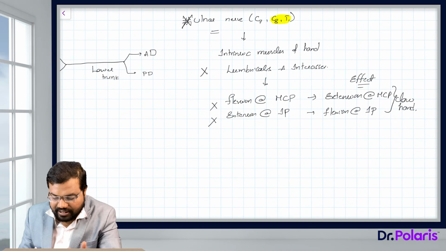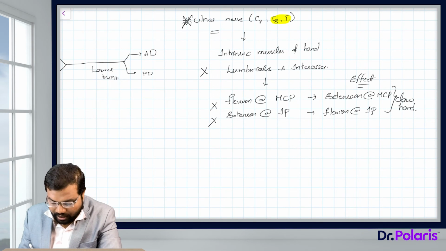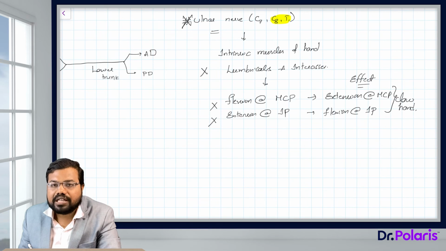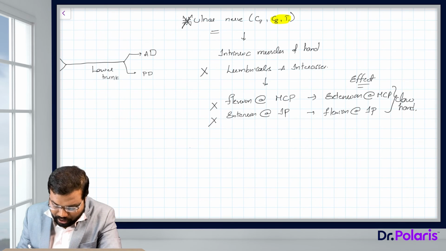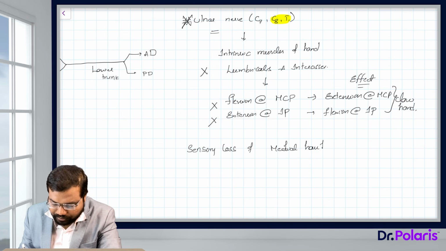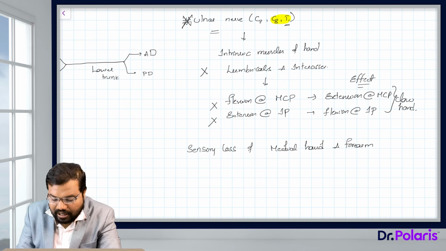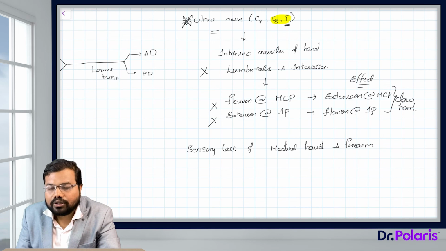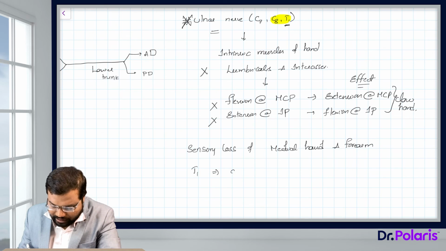What about the sensory effects? C8 and T1 actually supply the medial part of the hand and the forearm. So there is sensory loss of the medial hand and forearm. And T1 is the outflow for the sympathetic nervous system. We know that the thoracolumbar outflow, that is T1 to L2, is sympathetic. So T1 has the sympathetic outflow for the head and neck.